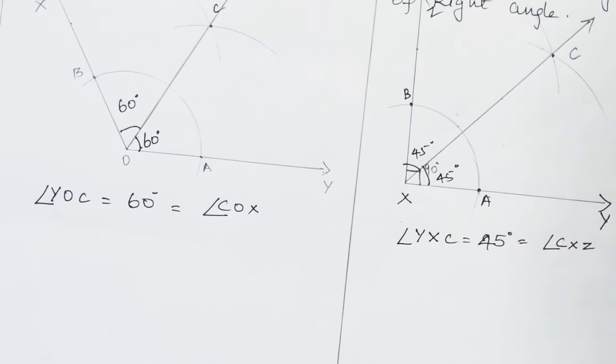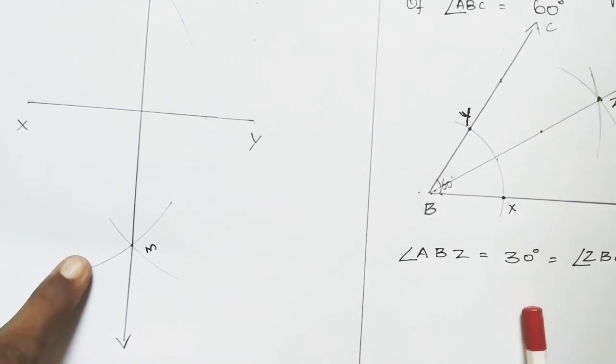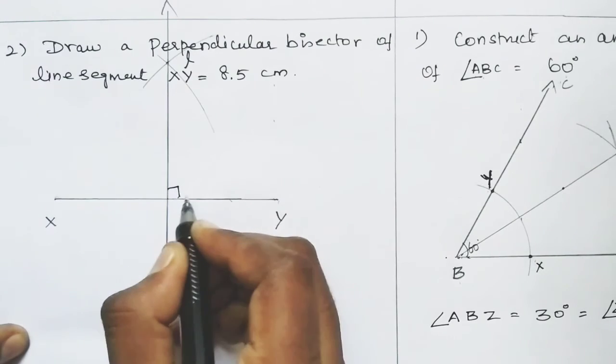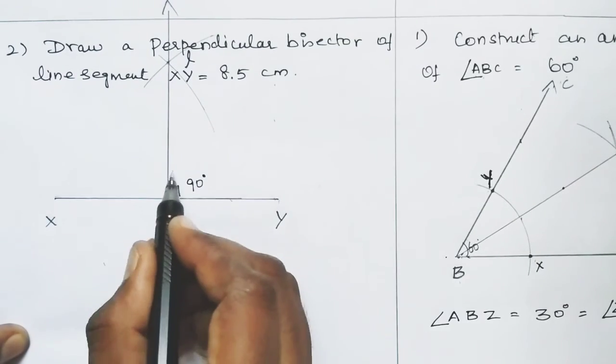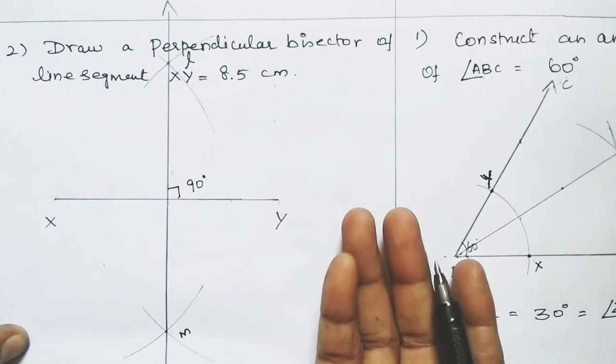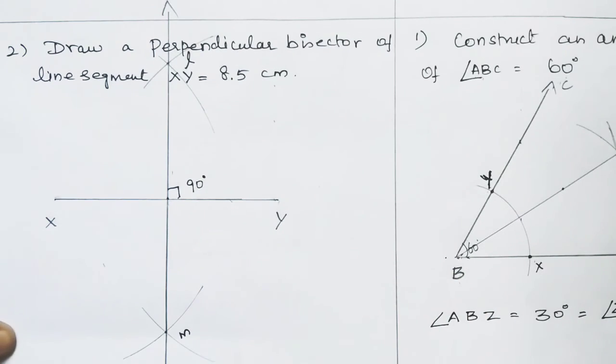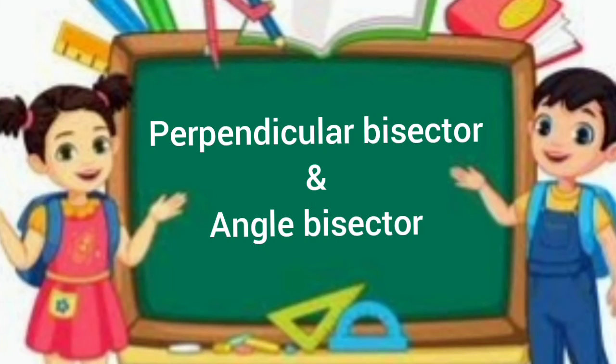And one more thing, in the perpendicular bisector, listen, here it forms a 90 degree. Got it? That is what the perpendicular line means. The two lines intersect at 90 degree. Is that clear, children? Okay. I hope you understood how to construct perpendicular bisector and an angle bisector.